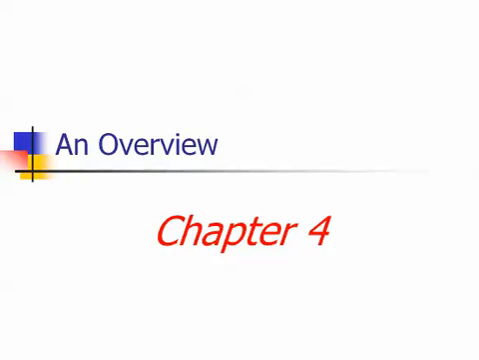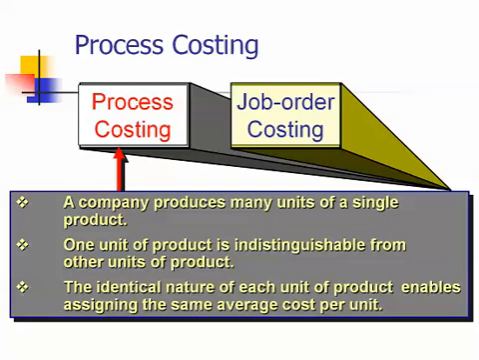To answer the two questions, are we profitable and is this job or product profitable, managers need to assign costs to products and jobs. Chapter 4 extends the absorption costing approach we used back in Chapter 2 in our job order costing environment to a process costing system. Process cost systems are used by companies that make many units of a single homogeneous product. That is, when one unit of output is indistinguishable from any other unit of output.